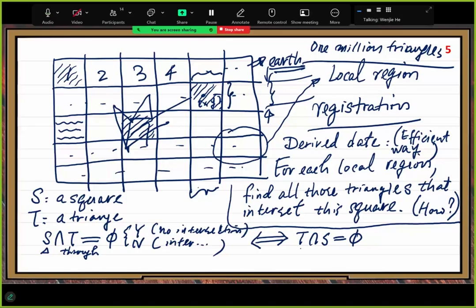That means you fix each T triangle. You fix each triangle, then you want to see which S squares you want to go through. Although here you want to go through, actually, you may not really need to go through all the S squares. At first view, you want to go through because it is very easy.